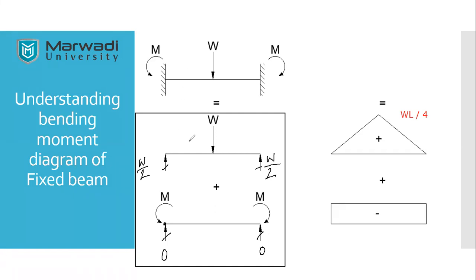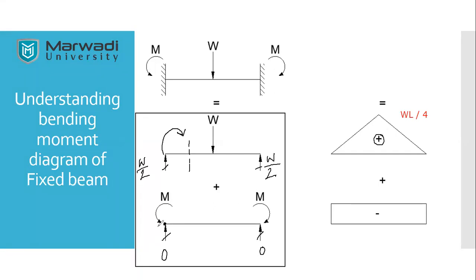If I cut a section here somewhere, what happens? Here it will be W by 2 and it will be clockwise. So ultimately this is going to be the sagging moment. If it is a sagging moment, I am going to annotate it here with a positive sign.